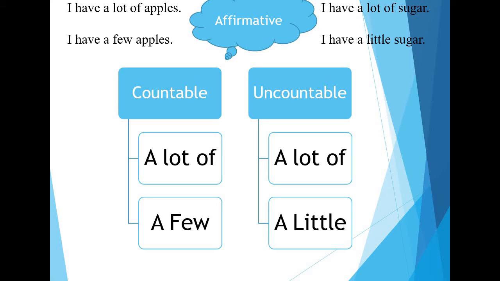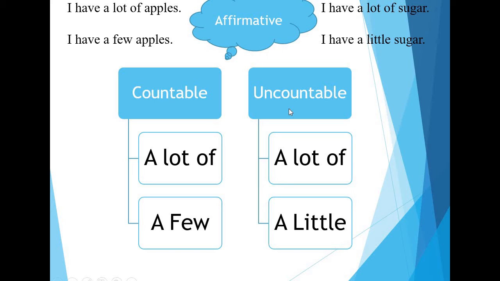Okay, quantifiers. First of all, you have to look at the sentence. If your sentence is affirmative, it means it is not negative, and the noun in your sentence is countable, you add a lot of or a few. If you're talking about a big amount of apples, I say I have a lot of apples. If I have a small amount of apples, I say I have a few apples.